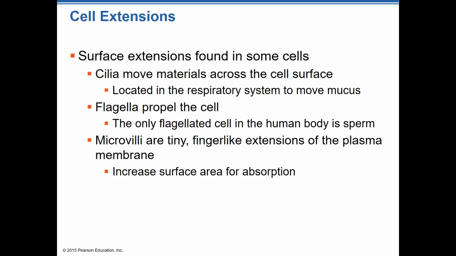All right, remember there's some surface extensions that are found on some of the cells. Now, not necessarily like the ones that I told you that were the identifiers of a cell, but some of these have projections that stick up. One of the first ones is cilia, which move materials across the cell's surface, located in the respiratory system to move mucus up.